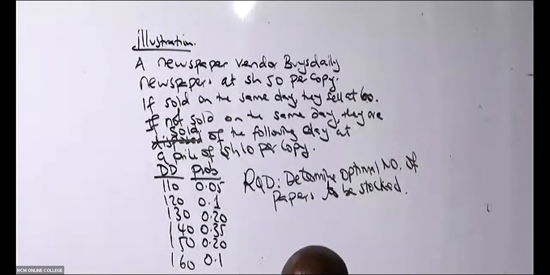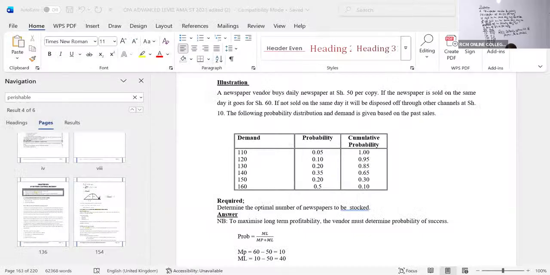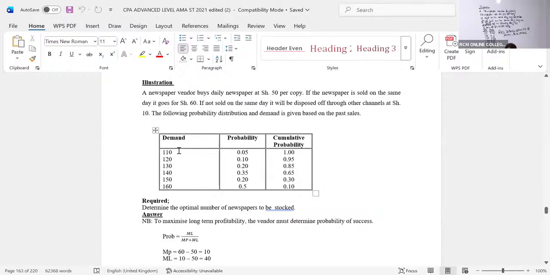They have given us the demand. So the demand is here 110, 120, 130, 140, 150, 160, and the probability is supposed to be 0.1 for each. Forget about the column of cumulative probability, I'll teach you that. Now they want us to determine the optimal number of newspapers to be stocked.